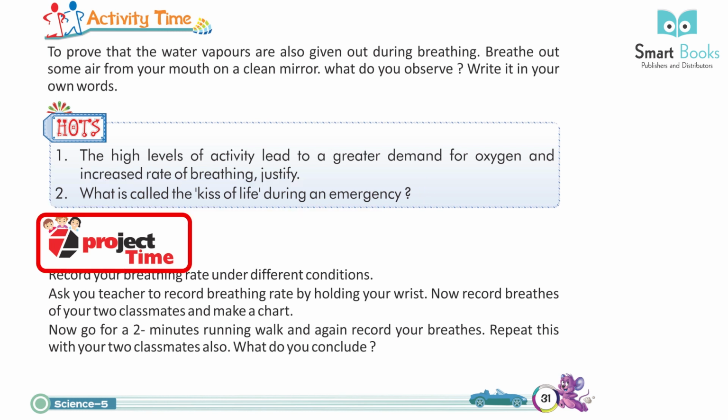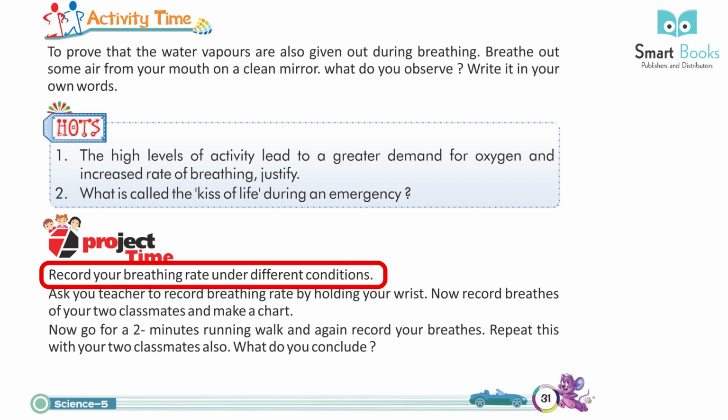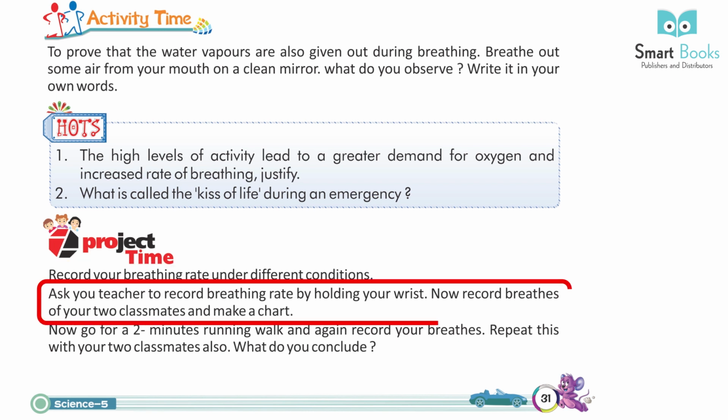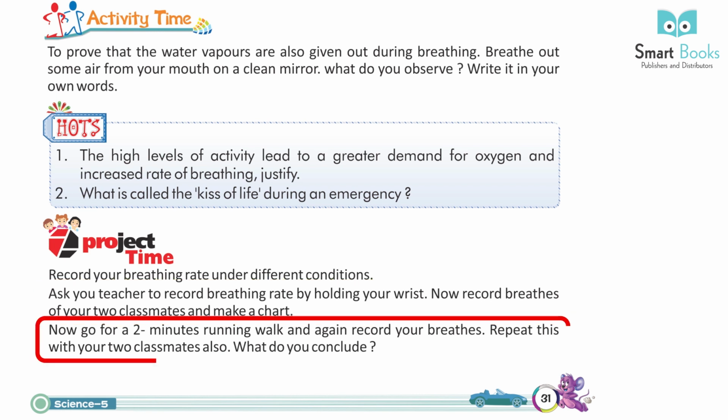Project time. Record your breathing rate under different conditions. Ask your teacher to record breathing rate by holding your breath. Now record breaths of your two classmates and make a chart. Now go for a 2 minutes running walk and again record your breaths. Repeat this with your two classmates also. What do you conclude?